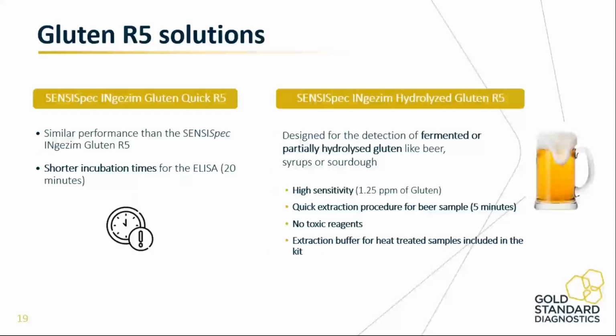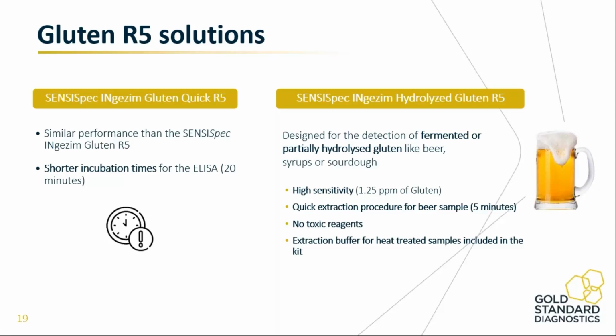Regarding the other kits, we have the SensiSpec InHefin Gluten Quick, which is very similar in performance to the one that we have just mentioned. The main difference is that it has shorter incubation times for the ELISA steps. So instead of 1 hour, it's 20 minutes of incubation time.